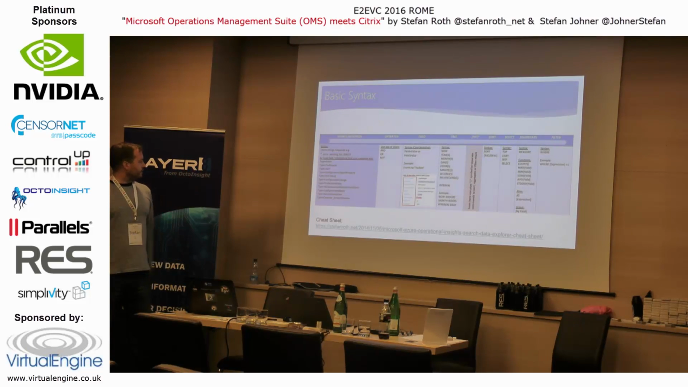I created a basic syntax cheat sheet. The URL is down below. You probably cannot read it, but you can download the slides, so you can understand what the syntax looks like. So you have a source, and then you concatenate, or you use a boolean OR to filter the fields, and then you basically use as the next step the pipe to sort, aggregate, and filter the data a bit more. I will show it in the demo.